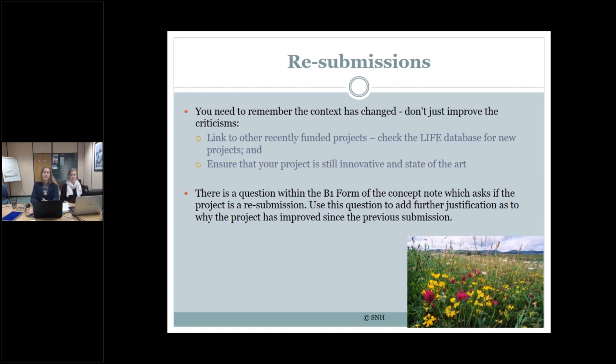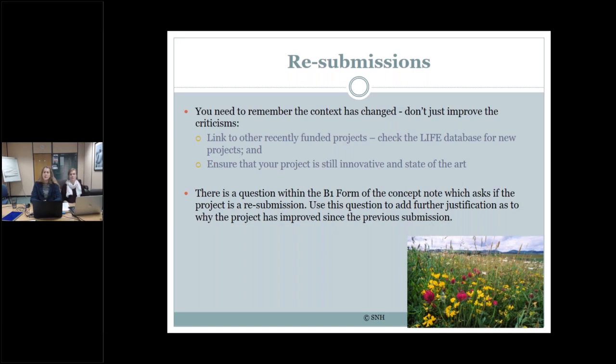So I just wanted to include a word of caution for any resubmissions. Please be aware that the context varies between years, and it is not always enough to improve on the criticism, on the Commission's feedback. By context, I mean the core priorities or other projects funded by the LIFE program, as well as the policy context.